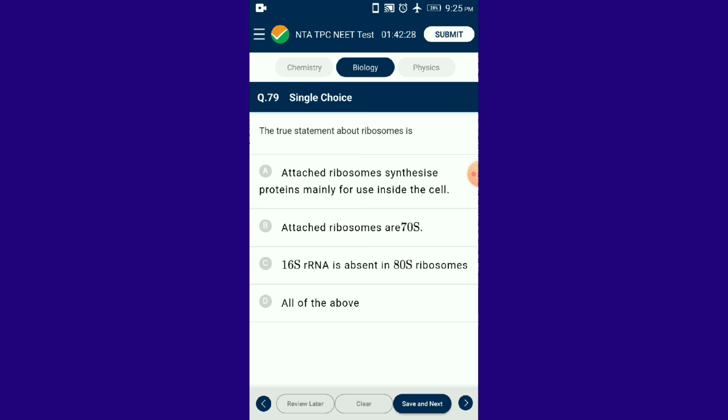Question number 79. The true statement about ribosome is: 16S ribosomal RNA is absent in 80S ribosome. Eukaryotic cells have 80S ribosome. It consists of two subunits, 60S and 40S. The larger subunit consists of 28S, 5S, 5.8S ribosomal RNA, while the smaller contains 18S ribosomal RNA. So the answer for this question is option C. That is a true statement about ribosome.